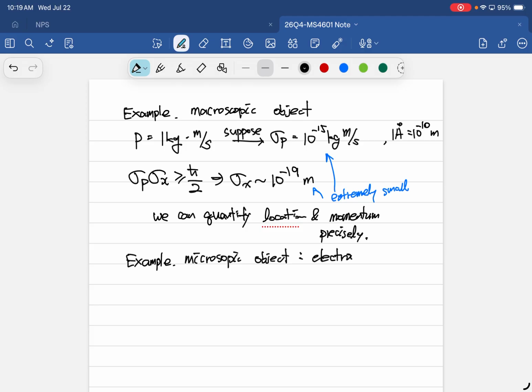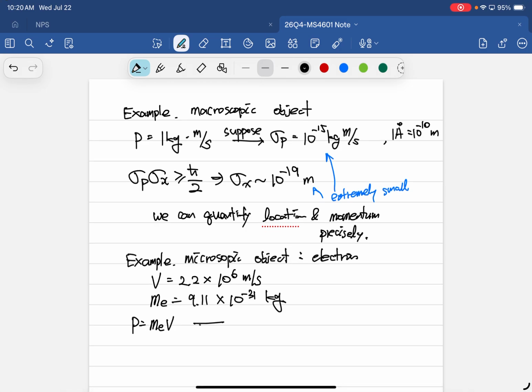For example, an electron. One common value we can use for the electron's velocity is 2.2, or just in terms of order, 10 to the 6th power meter per second. And the electron mass is 9.11 times 10 to the negative 31st power kilogram. Here we are going to evaluate the uncertainty of the momentum. In this case, we assume 10% uncertainty.